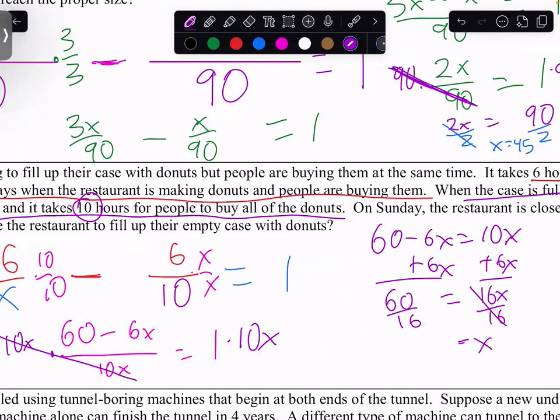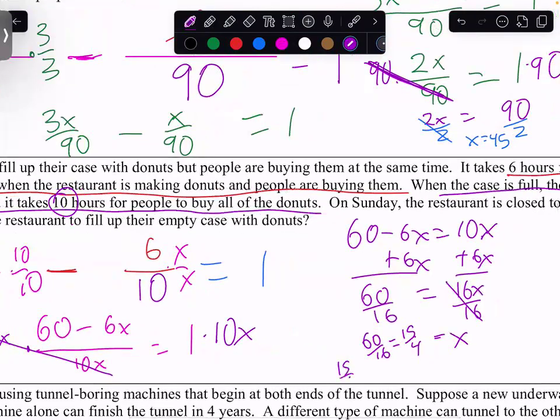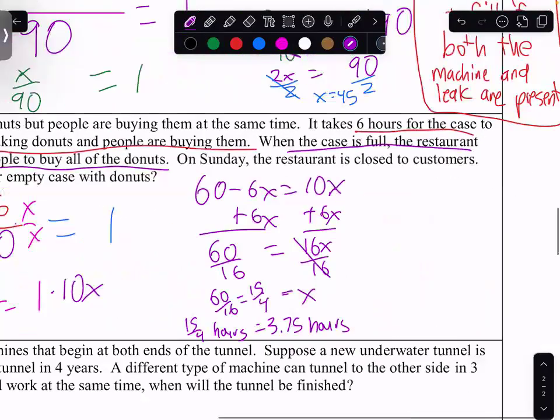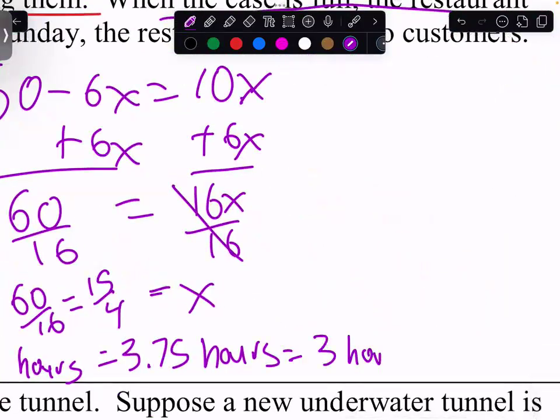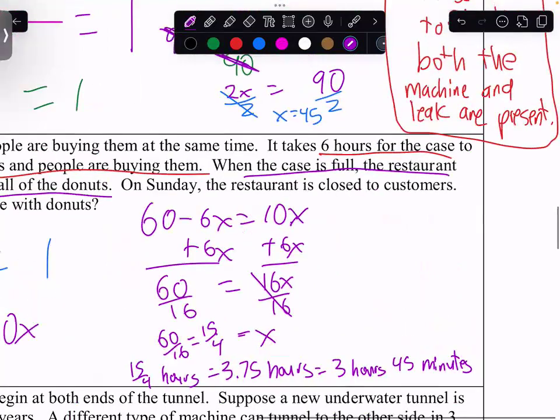Okay, so 60 over 16, you can leave it as a fraction if you want. That could reduce to 15 over 4. So, either 15 over 4 hours, or in decimal form 3.75 hours. Or some of you chose to convert that to 3 hours and 45 minutes, which is also correct. Yeah, any of those forms would be fine.